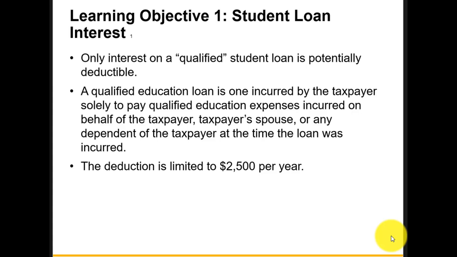First limitation, I guess after you qualify, if you have the right kind of loan, is that it's only $2,500. Regardless of how much you pay, the maximum your deduction can be is $2,500 in a year.